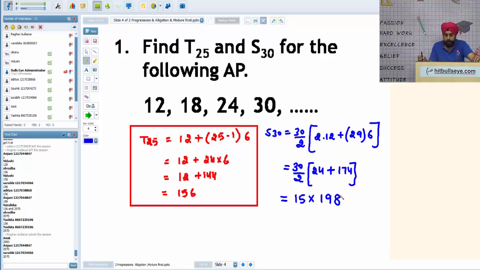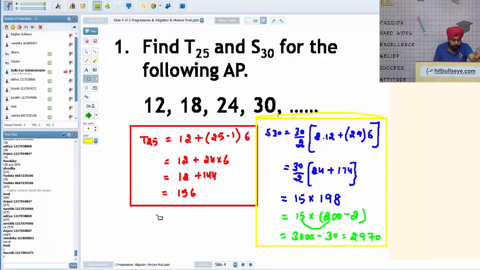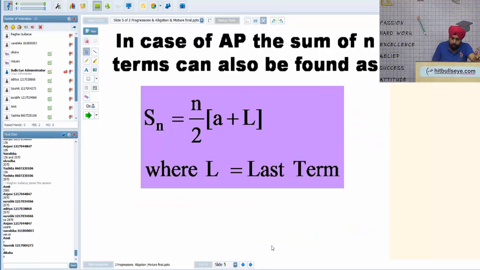Again, I'll suggest something here, students. Just don't look at the values and start solving it. I can very well see here that I can think of 198 as 200 minus 2. See carefully, I can answer it without writing now. 15 into 200 gives us 3000, minus 15 into 2 is 30, and the answer comes out to be 2970. I hope you all have got it. Perfect. Let's move on to another formula.